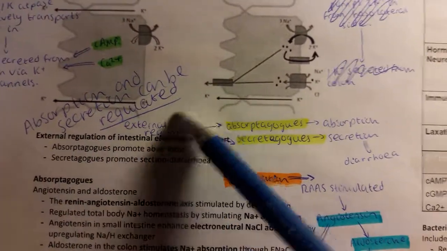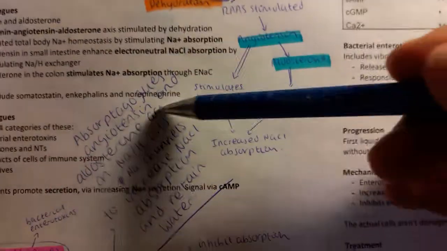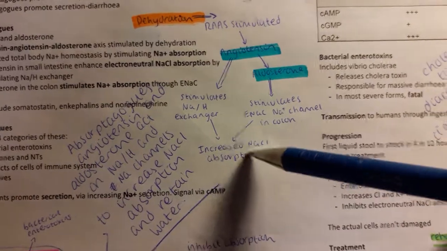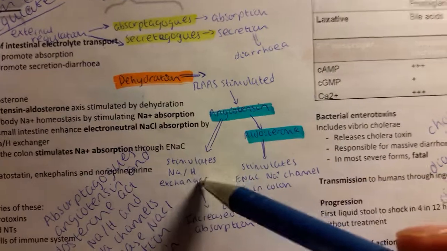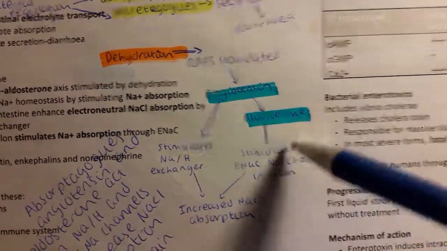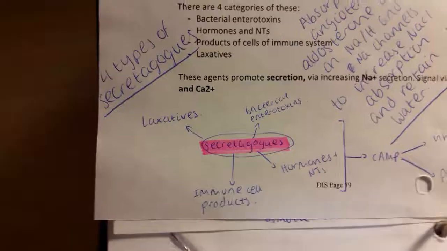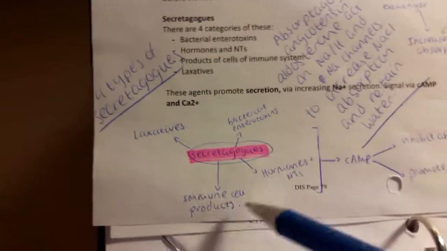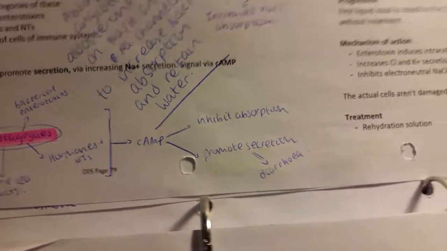Looked at how you can control absorption and secretion using absorptagogues and secretagogues. The absorptagogues being angiotensin and aldosterone, causing the increased sodium chloride absorption, with angiotensin acting on the sodium-hydrogen exchanger, whereas aldosterone stimulates the ENaC sodium ion channels. And then looked at the 4 kinds of secretagogues: bacterial enterotoxin, hormones, immune cell products and laxatives, raising the levels of cAMP, inhibiting absorption, promoting secretion, ultimately resulting in diarrhea.